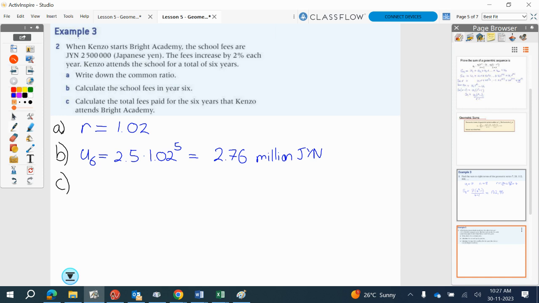We need the sum of 6 numbers. So what is U1? It's 2.5. In parentheses, it's going to be 1.02 to the power of 6 minus 1, and then over 1.02 minus 1. Which equals 15 point... Give me it to 2 decimal places first. 15.77.